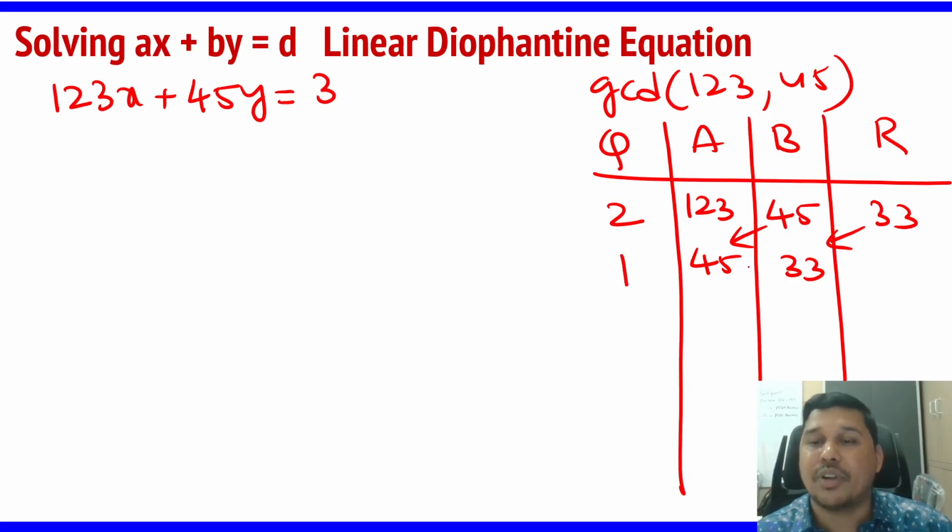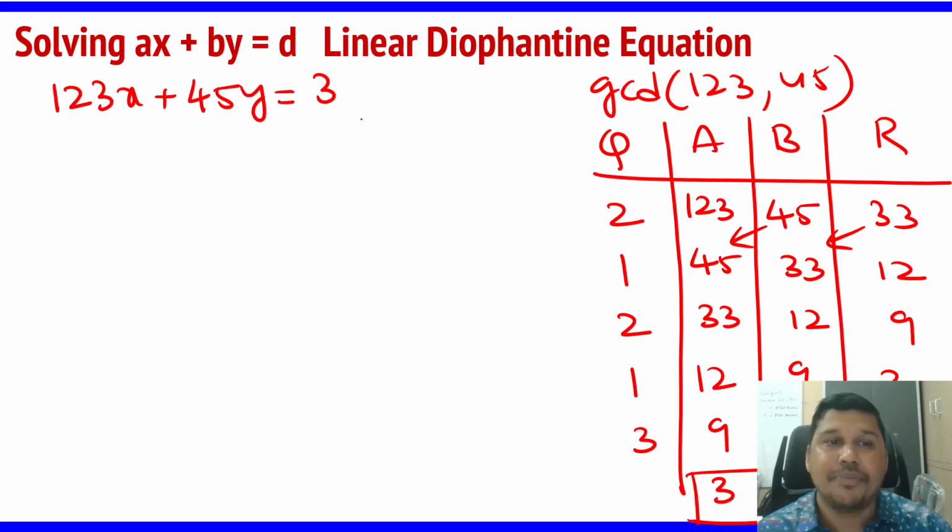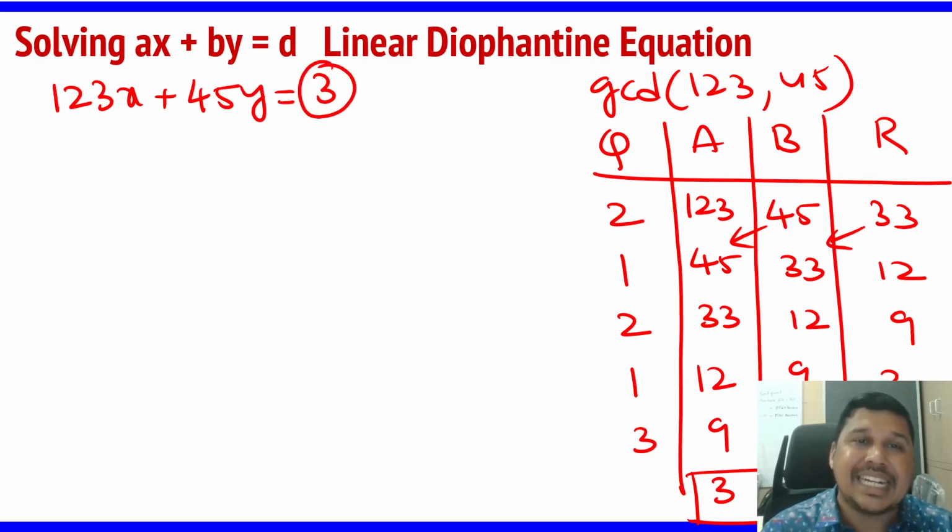So 33 1 is 33 and the remainder is 12. Again divide 33 and 12. So shift this side. 12 2 is 24 and the remainder will be 9. Again shift, 12 and 9 here. If I divide, it is 1 time and the remainder is 3. Now divide 9 by 3. It is 3 times and the remainder is 0. Shift them here. See, we got 3 and 0. Therefore, whenever the B value becomes 0, we can conclude that 3 is the GCD, and this value D is divisible by this GCD 3.